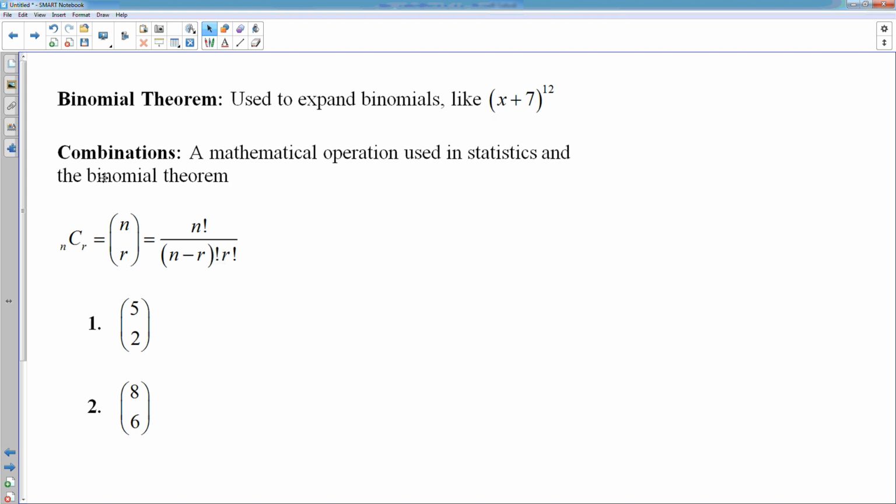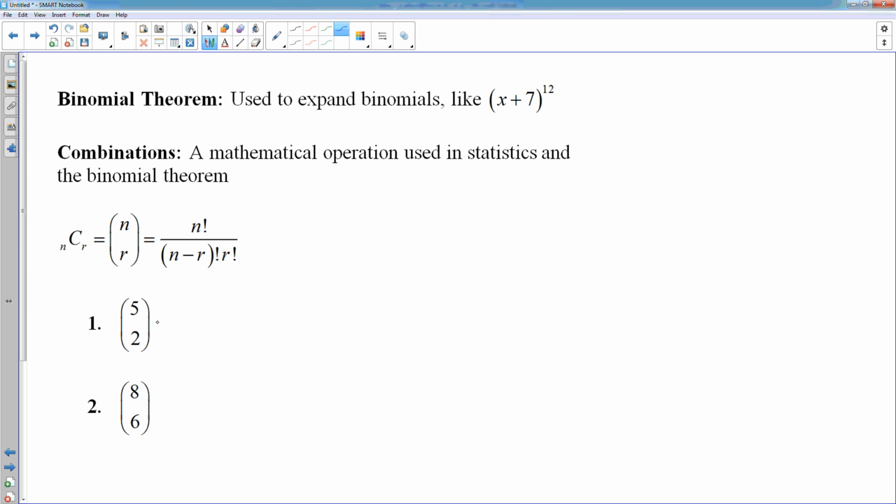And part of the binomial theorem is combinations, something we're going to use in our next chapter, which is statistics, but it's also used in the binomial theorem. And a combination, you may have seen these before in Algebra 2, you should have. It's n choose r. It can also be written as this little parentheses fraction looking thing without the fraction bar, but that can be read as n choose r, n taken r at a time. And this is how you would compute n choose r. It's n factorial over n minus r factorial times r factorial.